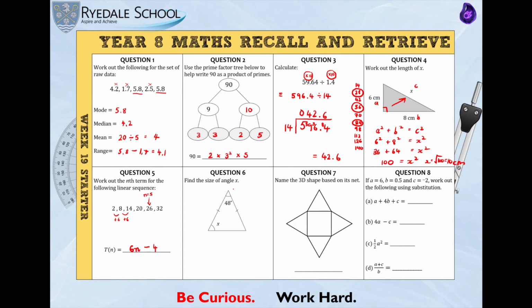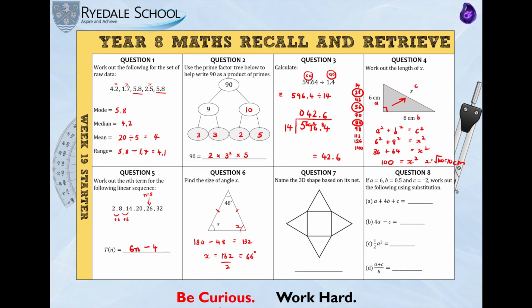Question 6 says find the size of angle x. Well, this is an isosceles triangle because of these little whiskers. And if this is angle x, this is also angle x. So I'm going to see what's left from 180 first, because the angles in a triangle add up to 180. And 180 take away 48 is 132. So x must be 132 divided by 2, split into 2 equal bits. And that sounds like 66 degrees.